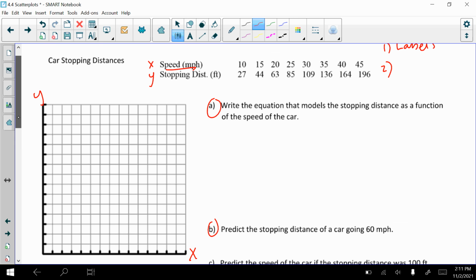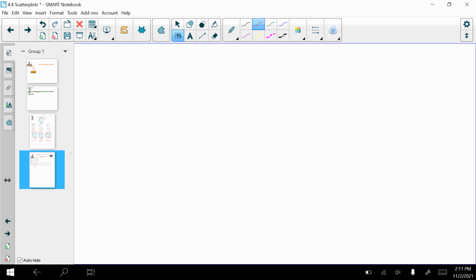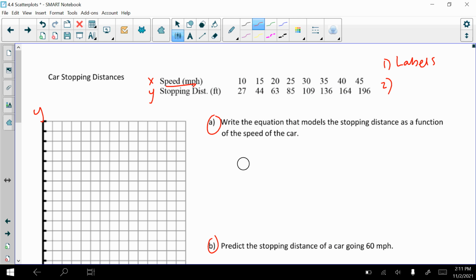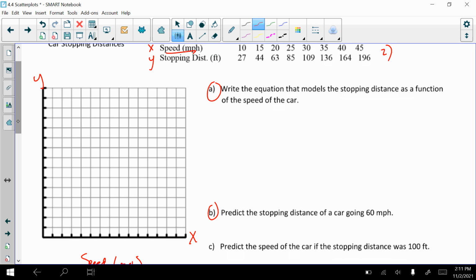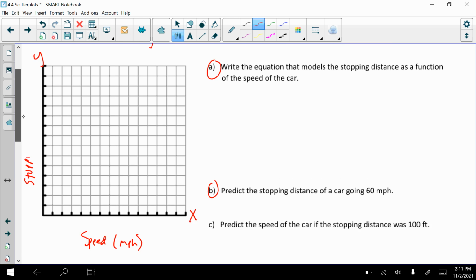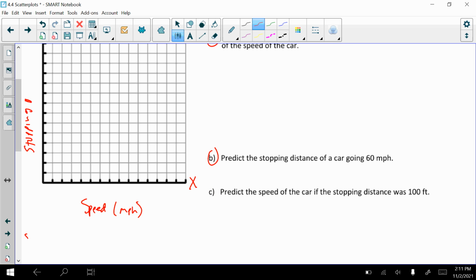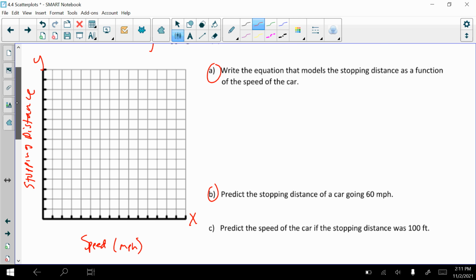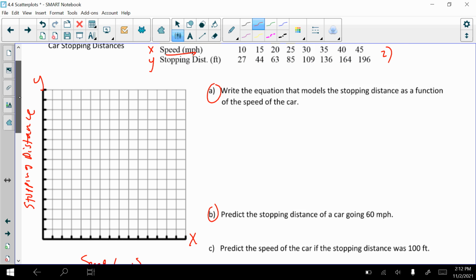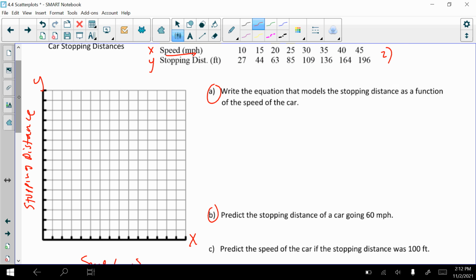And Y is the stopping distance. Y is the stopping distance. So let's see if I can write on my side here. Stopping distance on the Y-axis. And again, I just labeled those by looking at the table and saying the first one's X and the second one's Y. All right, now let's get all of our data points down there.